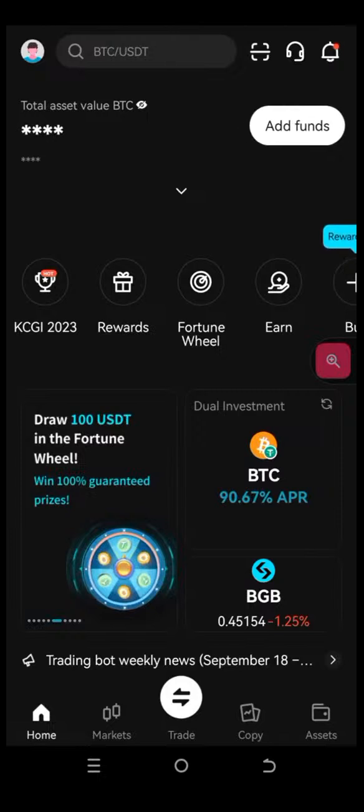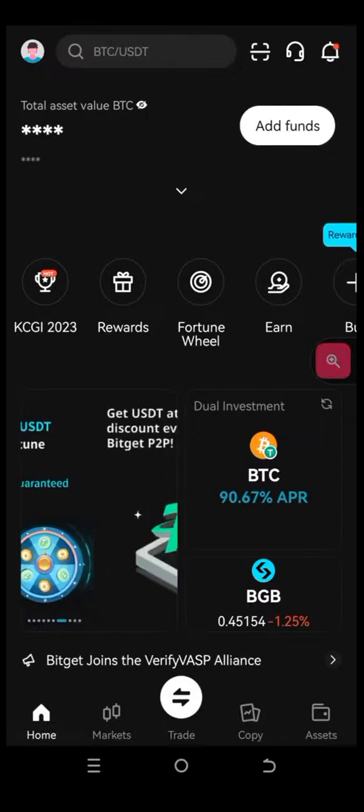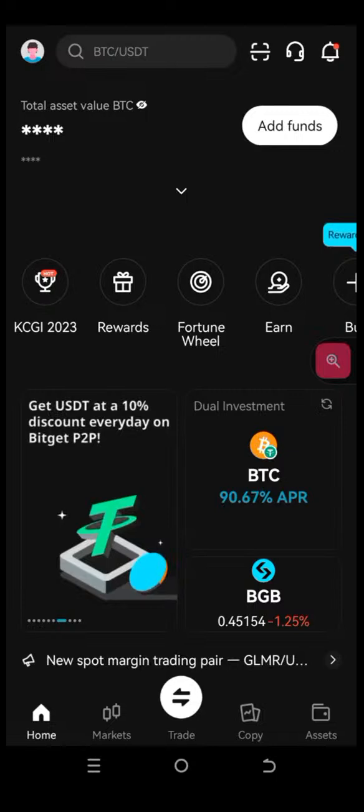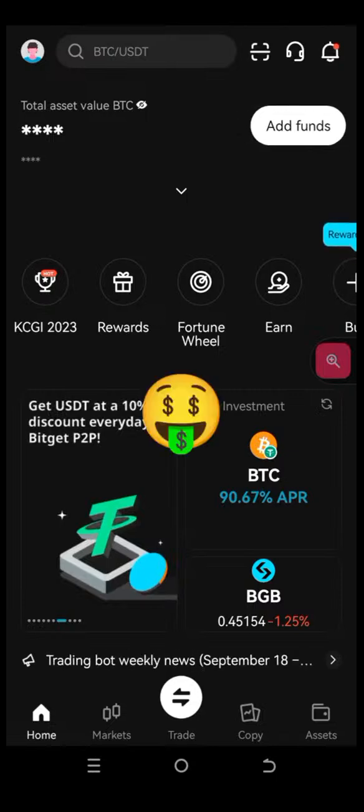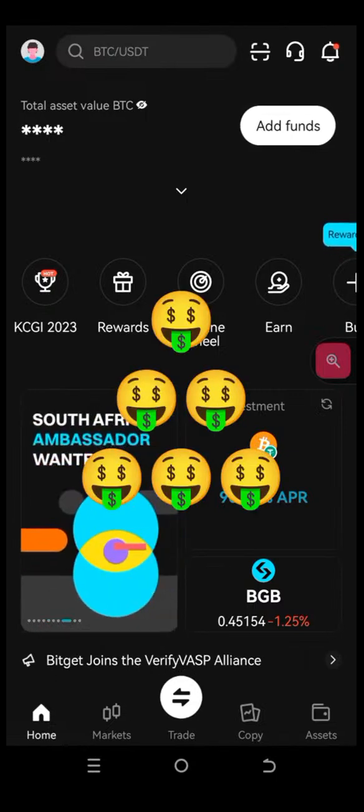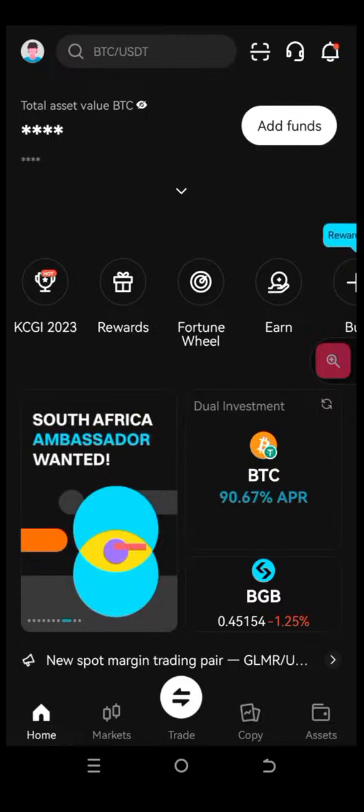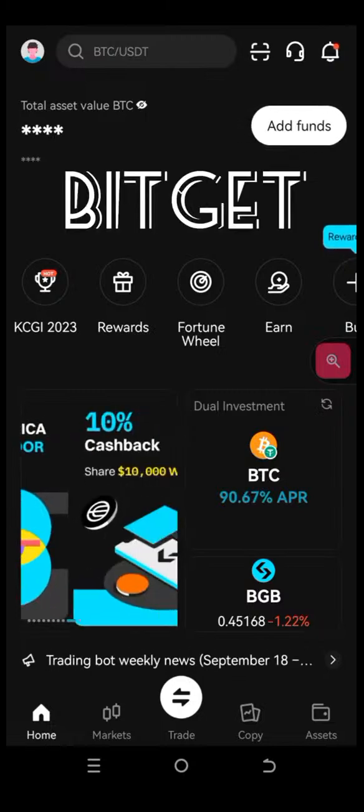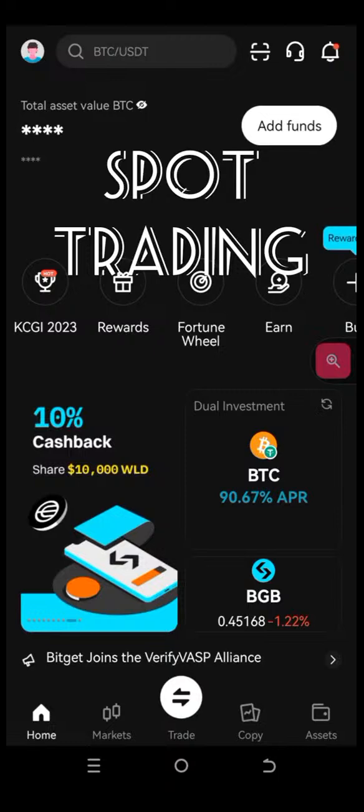Will SmurfCat give us what we're looking for? Let's wait and see. Welcome to Income Strategies, the place where you'll learn the skills to make money, to multiply your money, and to manage your money. Today, we're on BitGet, and we're going to be performing a spot trading activity.